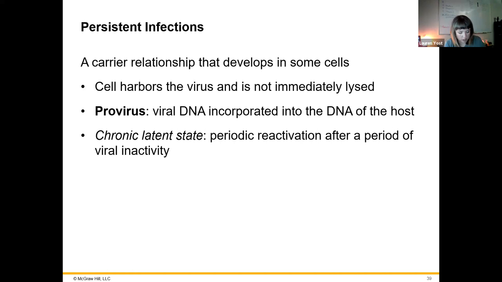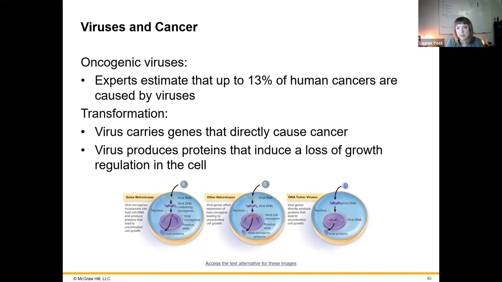You can also have development of cancers by some of these guys, depending on where they insert and affect the actual genome of the host. Some of them tend to be more likely to do it than others, like what we see with HPV, certain strains of it being associated with causing cervical cancer. About 13% of human cancers seem to be caused by viruses in some way. Not all of them are fully understood yet. Transformation is the term that we use to describe a virus that will cause a cell to develop cancer and grow unchecked.